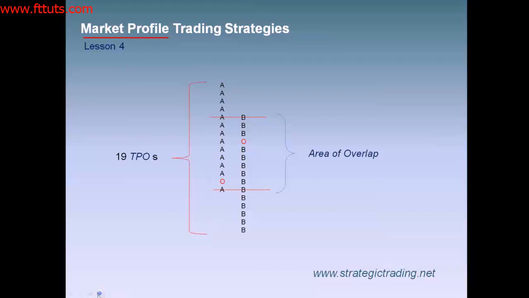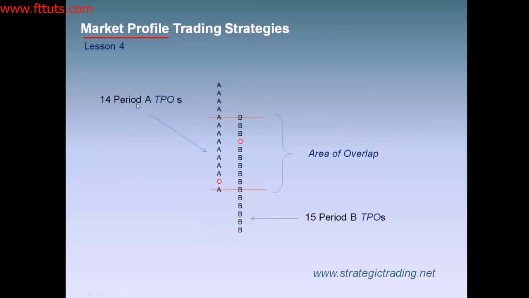All right, so another exercise that we do, first we've identified that we have a large area of overlap. We actually count the total number of TPOs for the entire initial balance. And here on the 30th, we had 19 TPOs. If we count B and A together, so the full range, 19 TPOs. 14 for period A and 15 for period B. 10 TPOs in terms of overlap.